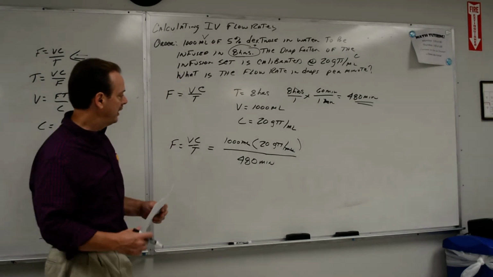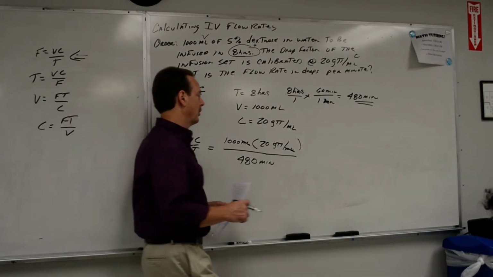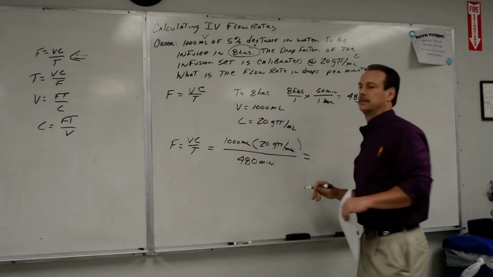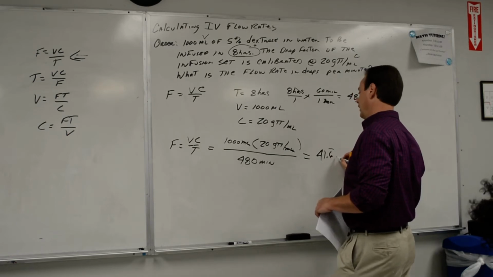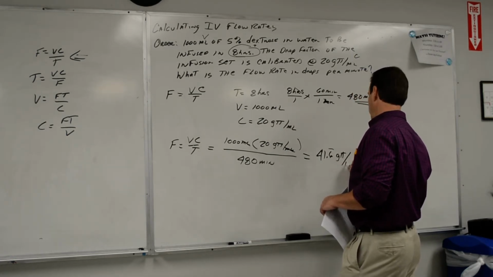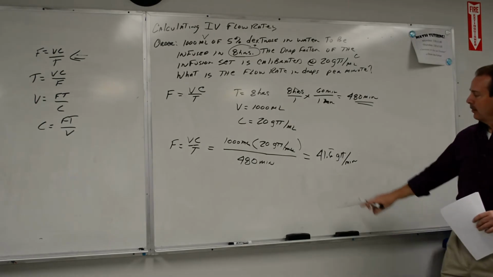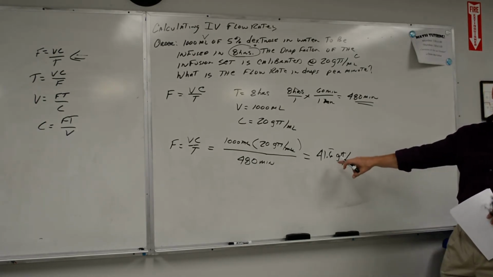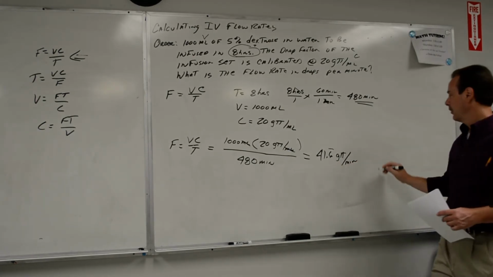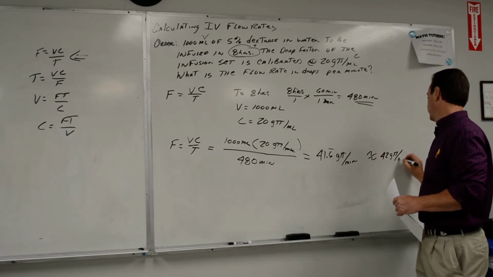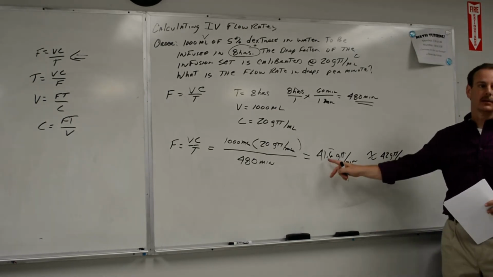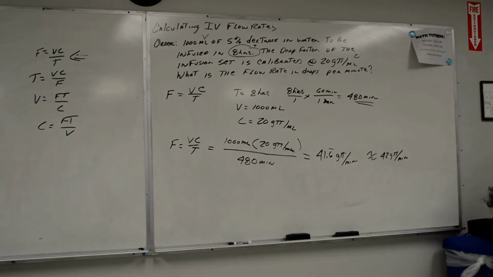So if we multiply 1,000 times 20 and divide that by 480, what are we going to get? 41.6 repeating drops per minute. Okay, now, we're not going to get 6/10 of a drop. And in this case, we could round up, so we're going to say it's approximately 42 drops per minute. We'll give them 4/10 of a drop there of extra medication here. I don't think it's going to hurt. Make sense?